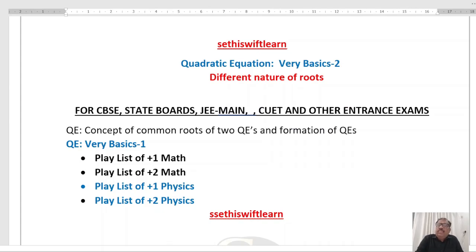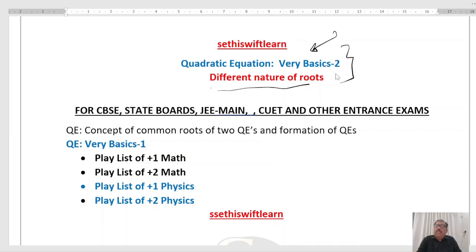Hello students, in today's session of quadratic equations, very basic concepts regarding the different nature of roots will be discussed through illustrations. In an earlier session we have also discussed these two, which you can review on Sethiswiftlearn.